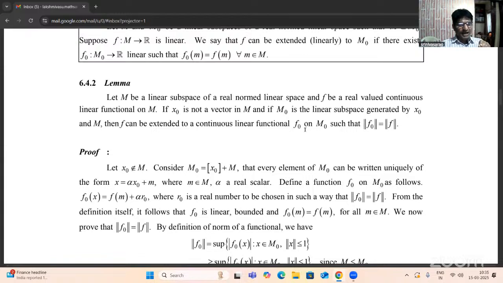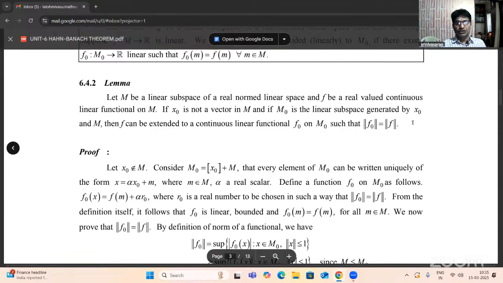Now, this lemma is defined through the extension to a continuous linear functional. Both functions are linear functionals, so their norms must be equal. Okay, norm f naught equals norm f. Now, this is the theorem.